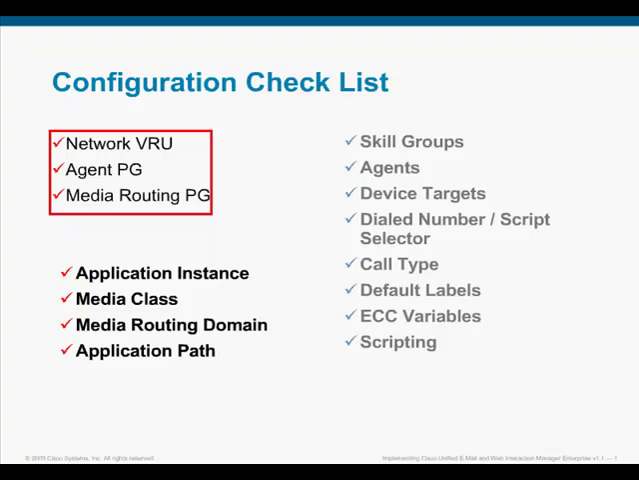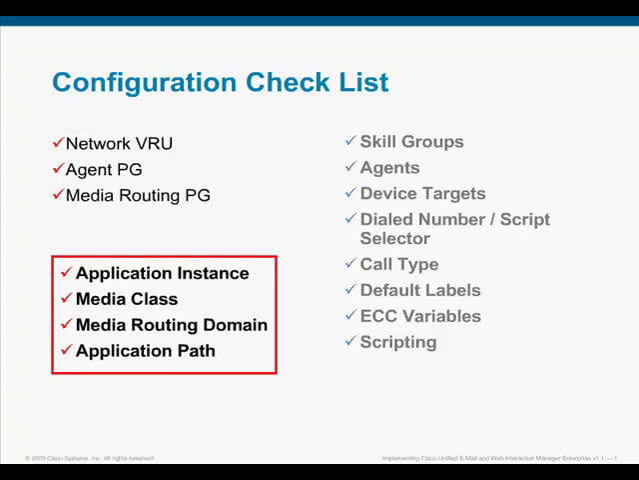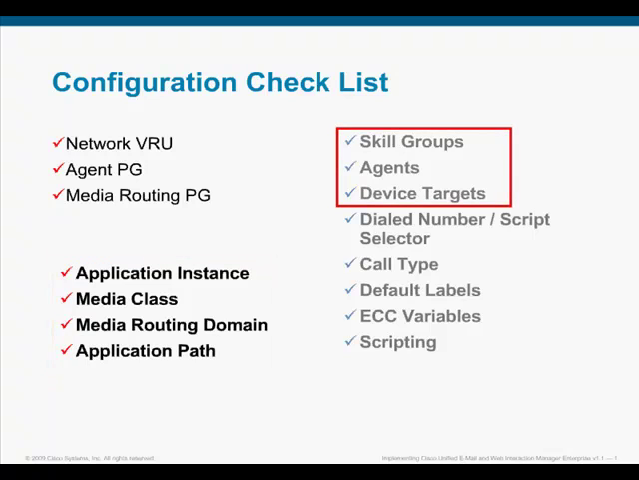Now let's take a look at our configuration checklist. In Module 1, we created our network VRU, and we configured our agent PG, and we installed and configured our media routing PG. In this module, we created our application instance, our media class, we configured our media routing domains, and we configured our application path. In Module 3, we'll discuss skill groups, agents, and device targets.